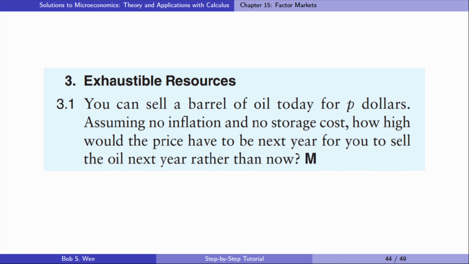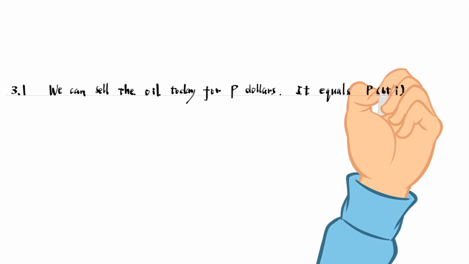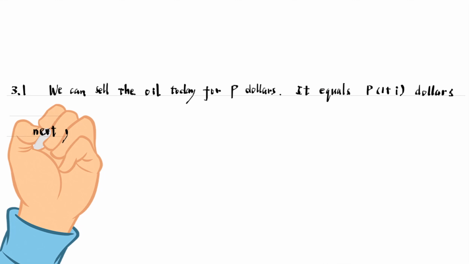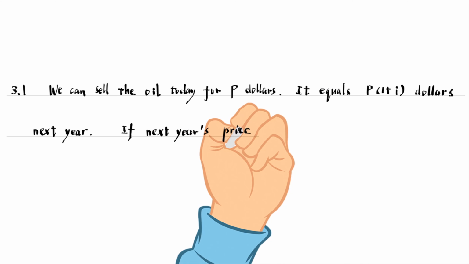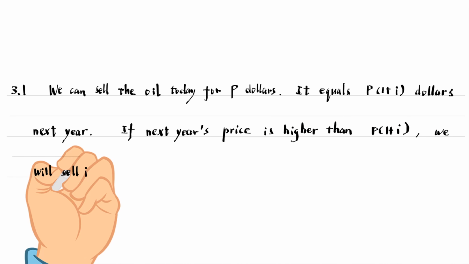Here's exercise 3.1. We can sell a barrel of oil today for $P, assuming no inflation and no storage cost. How high would the price have to be next year for you to sell the oil next year rather than now? We can sell the oil today for $P. It equals P times 1 plus the interest rate next year. If next year's price is higher than that, we will sell it next year rather than now.